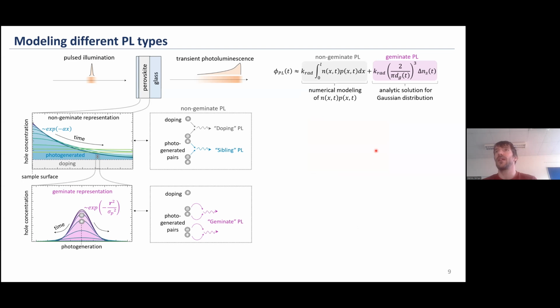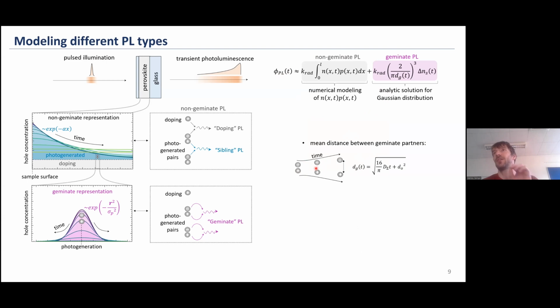So you can then combine both. The overall PL is the sum of the non-geminate PL and the geminate PL. And you can write the distribution of the geminate carriers as a Gaussian. And the nice thing about this is that then you can solve the continuity equation analytically. And the only thing that controls the geminate PL is the distance between the electron and the hole. So this geminate distance here.